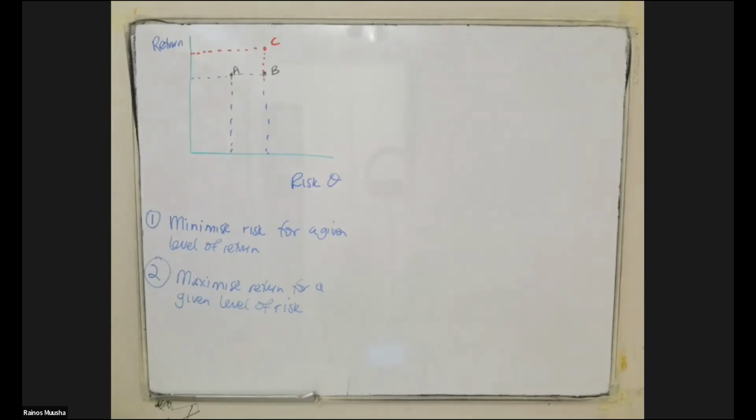Are we on the same page? So the concept of the mean variance rule is basically based on that analysis. Are we on the same page? Are there any questions? Moving on.